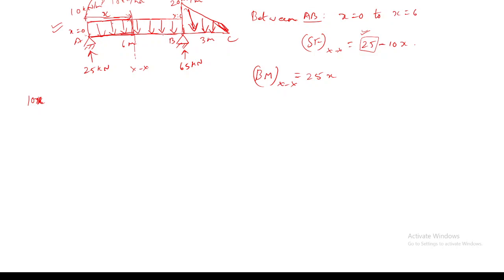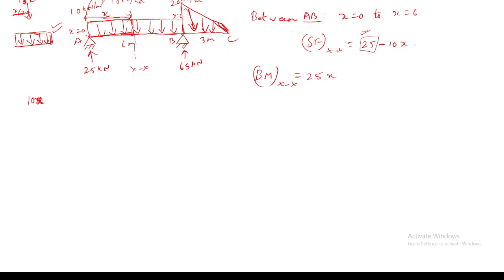X by 2. Yes, it is x by 2. So if I redraw this again, this entire section we are converting to a point load, which is acting of total load 10x, acting at a distance of x by 2. Is it clear or not?